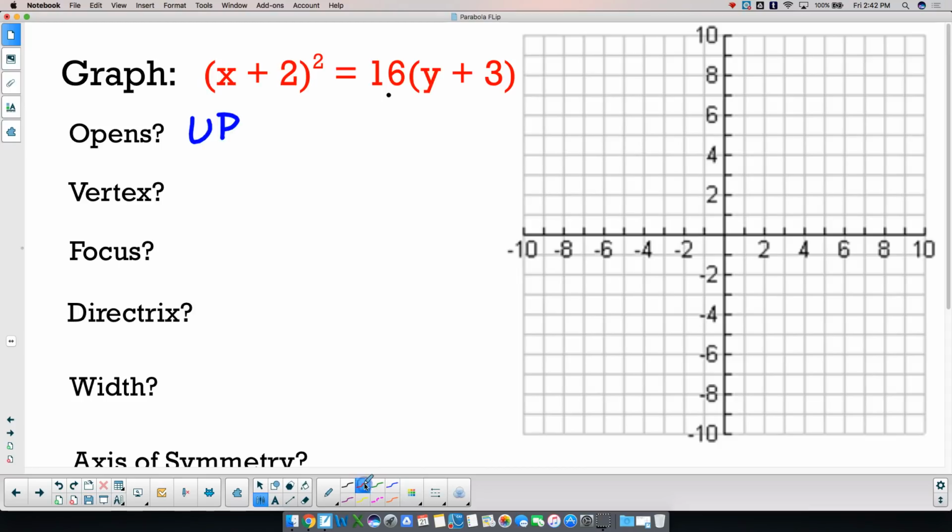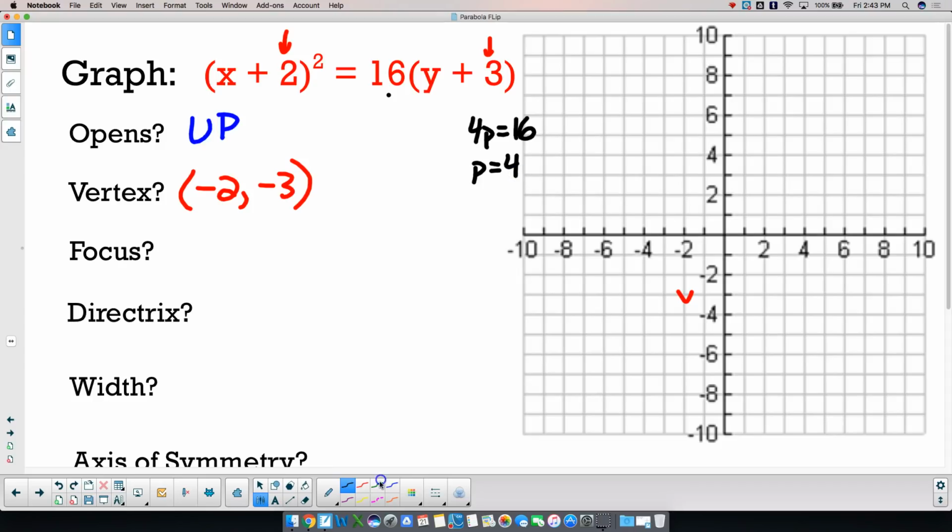My vertex, I'm going to think oppositely of this number and that number. So that's going to give me a vertex at -2, -3. So -2, -3, there is my vertex. Then now I calculate my 4p value. That's going to equal 16. So p is going to equal 4.